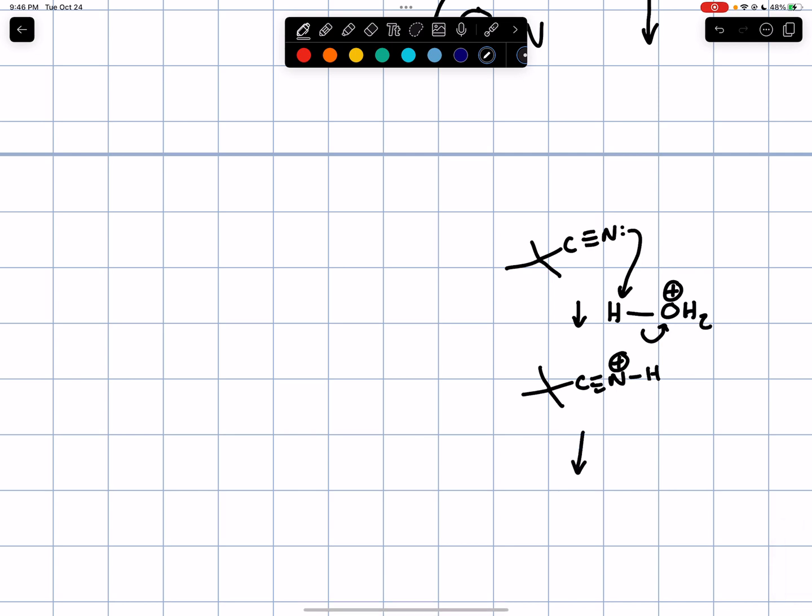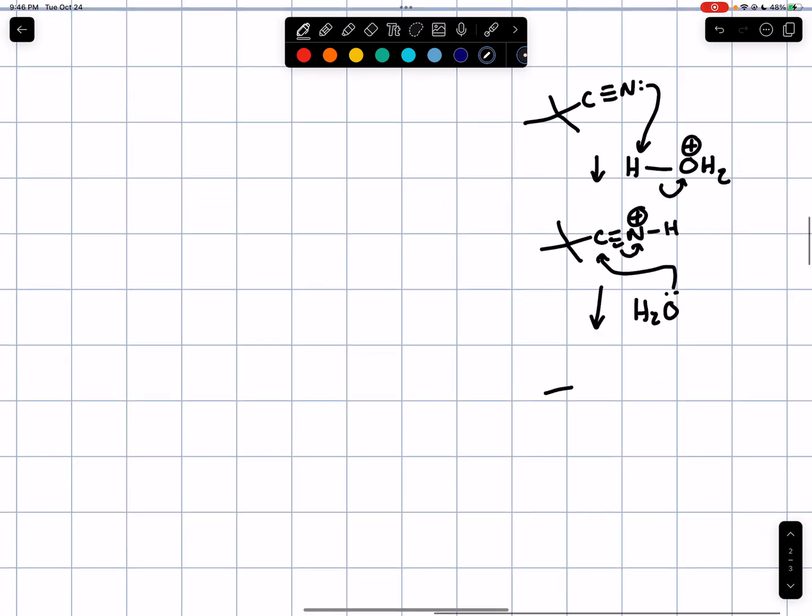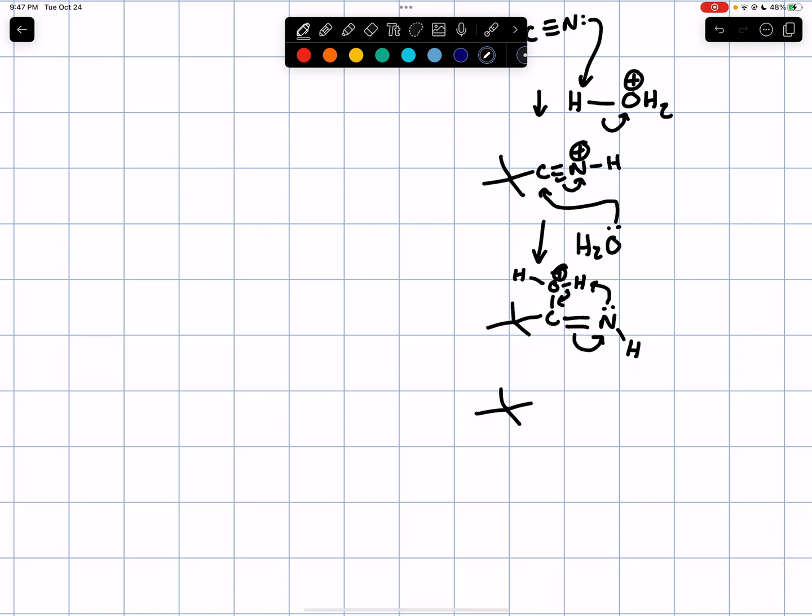And then water comes and attacks. So H2O, that carbon is now very electrophilic. Then we have O, H, H plus. What we can do is an intermolecular proton transfer. That'll go there, that'll go there. Still got a positive charge here. We'll do that, those electrons will go onto that thing.